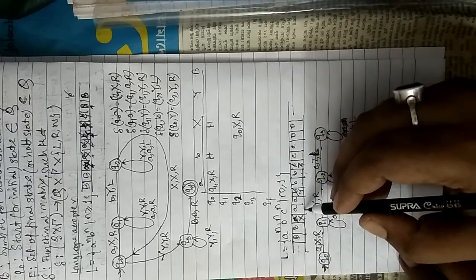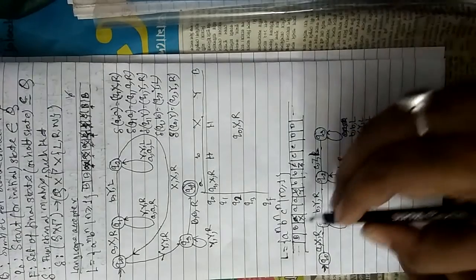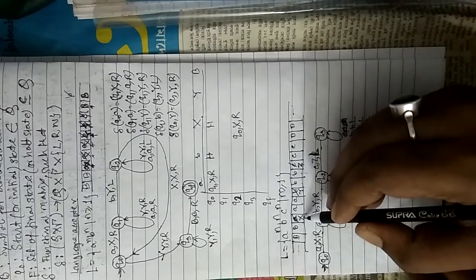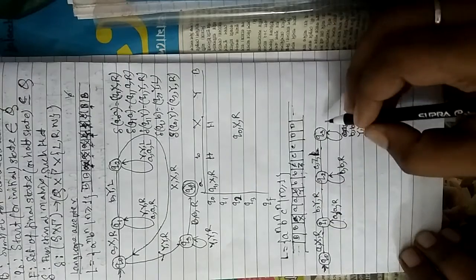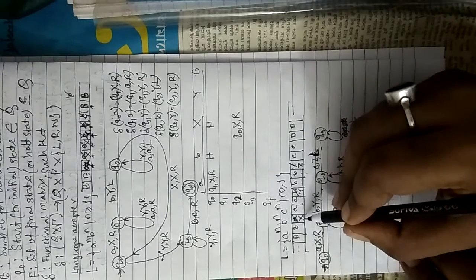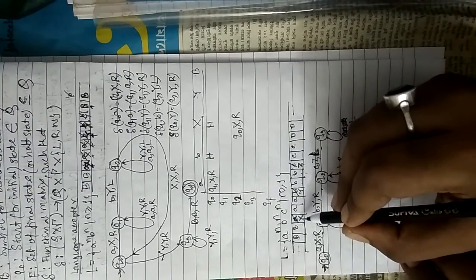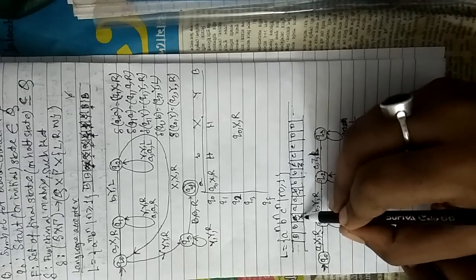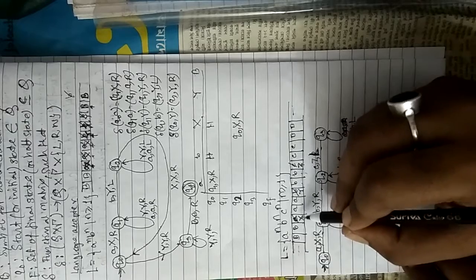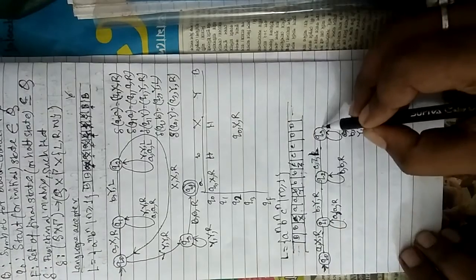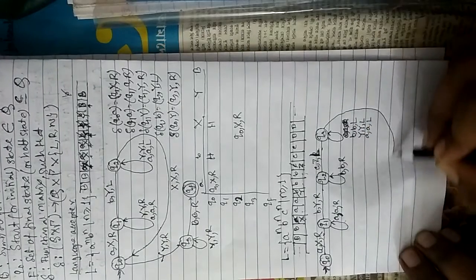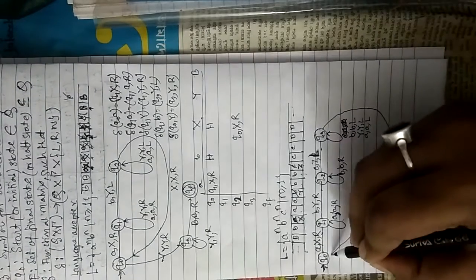Now I am at q3 state, but I am now reading currently x. So when I am at q3 state and reading x, what does this x mean? This is the first a which I replaced with x. So when I reach over here, I will understand that next time I will begin from this one. So this is the condition.